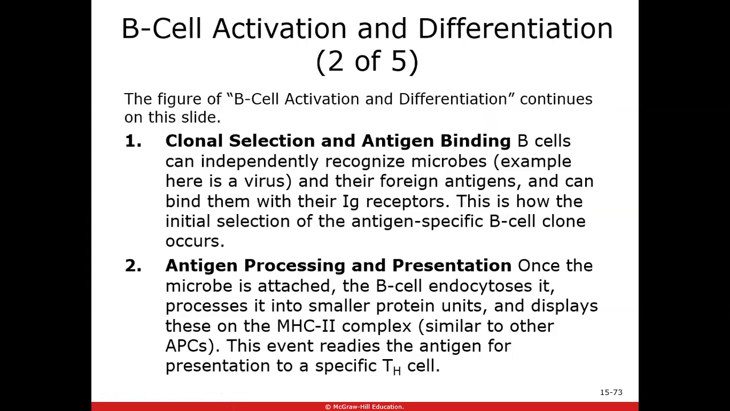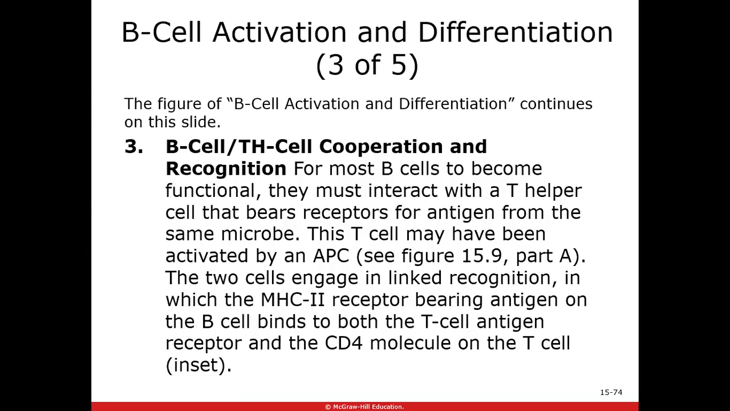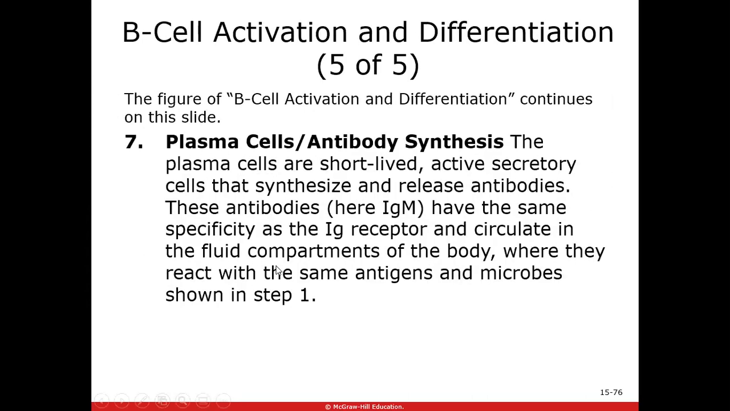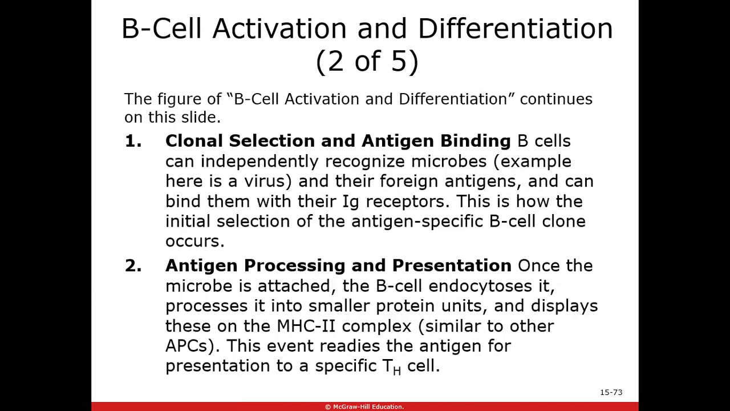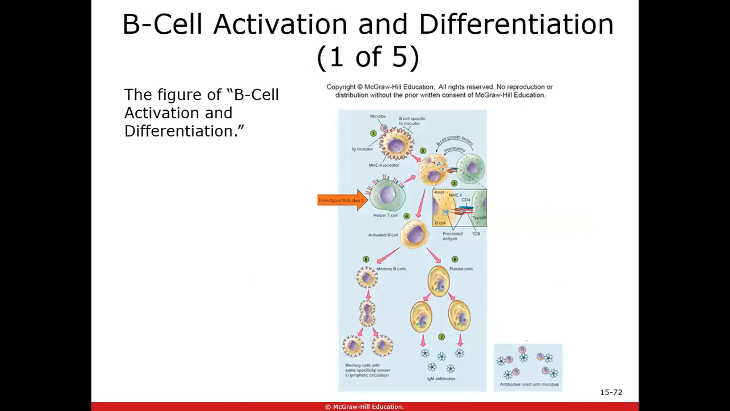I'm not going to go in depth with clonal selection and antigen binding. This is what we were talking about, and actually, this describes the previous slide here. It just says clonal selection and antigen binding. So the B cells can independently recognize microbes and their foreign antigens and combine them with their Ig receptors. This is how the initial selection of an antigen-specific B cell clone occurs.